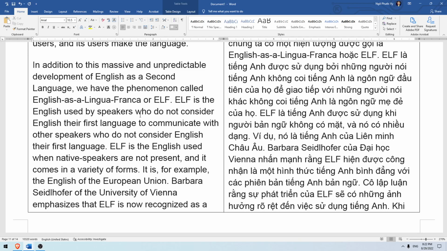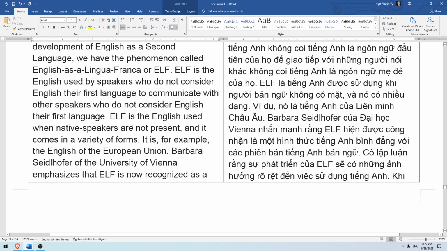In addition to this massive and unpredictable development of English as a second language, we have the phenomenon called English as a lingua franca, or ELF. ELF is the English used by speakers who do not consider English their first language to communicate with other speakers who do not consider English their first language. ELF is the English used when native speakers are not present, and it comes in a variety of forms. It is, for example, the English of the European Union.